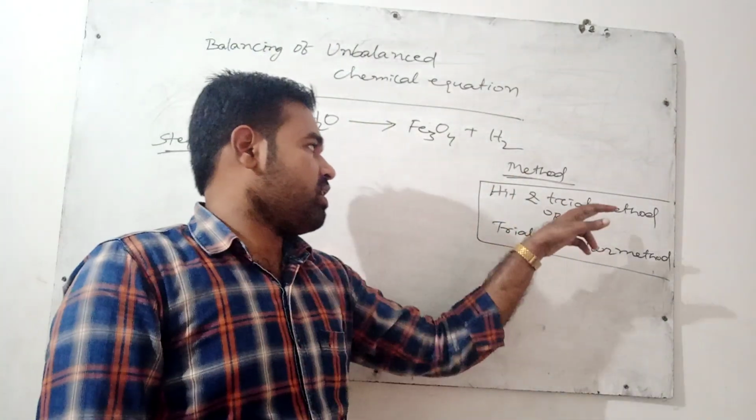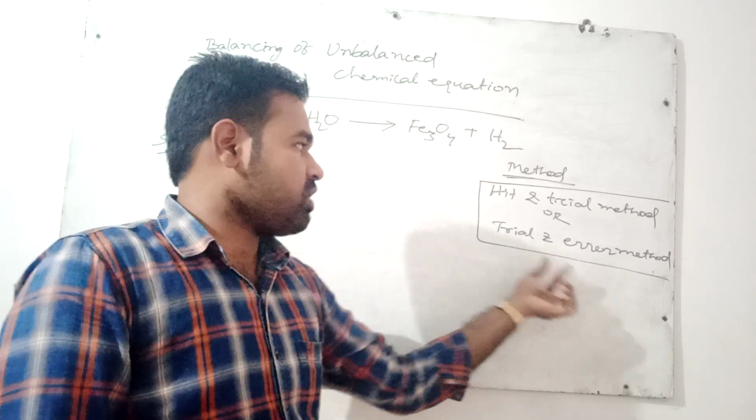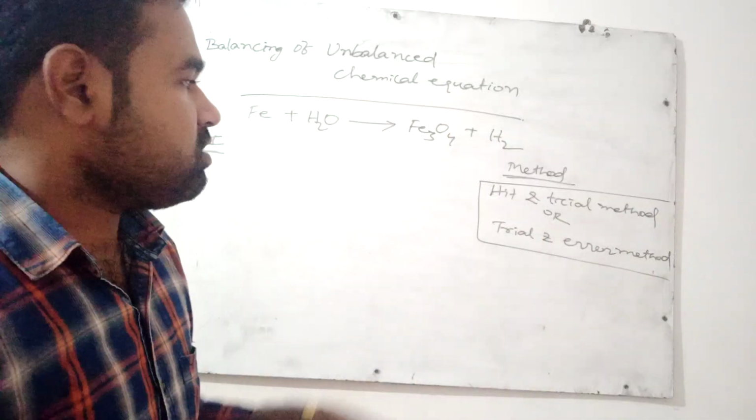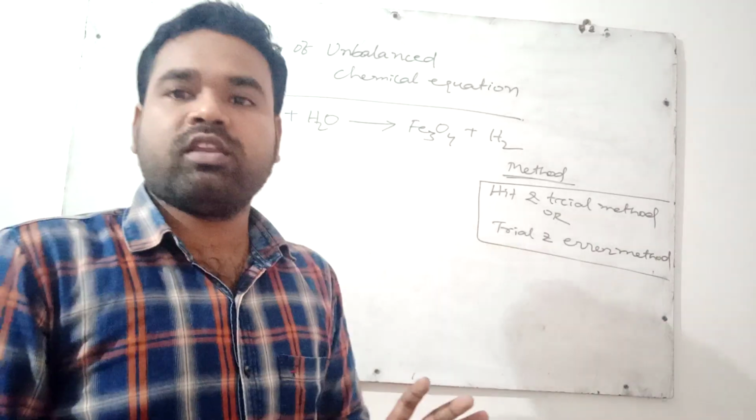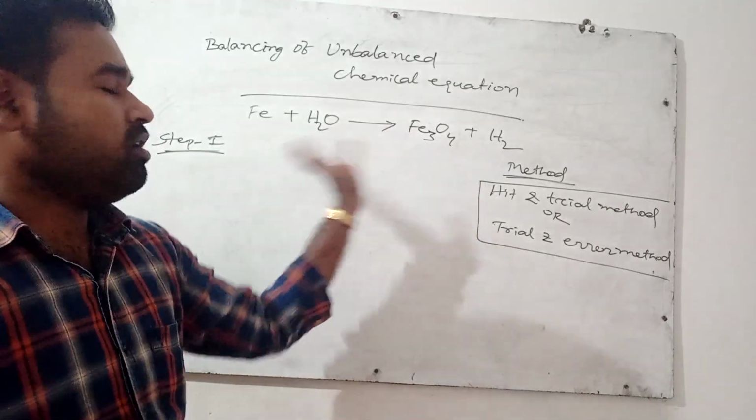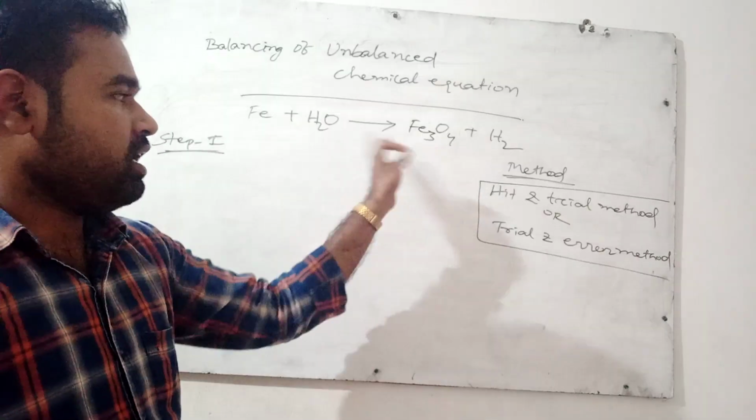So that is why it is known as hit and trial method or trial and error method. It means you try, it becomes an error, then you put another number. No particularity, you just put numbers there to get the same number of atoms on both sides.